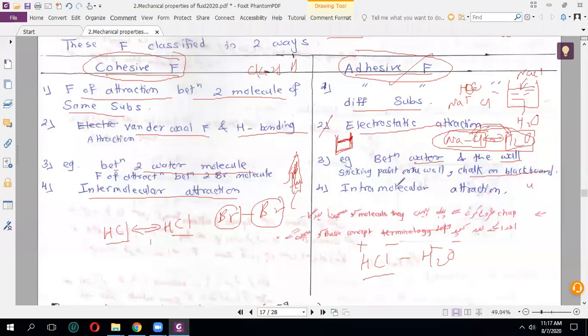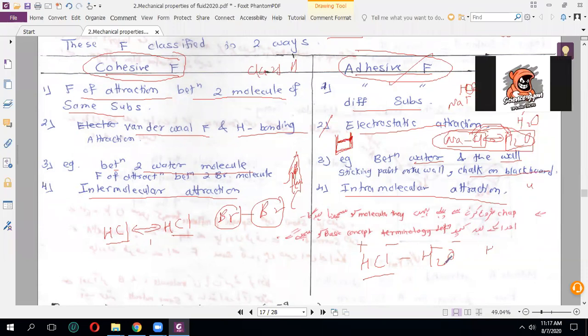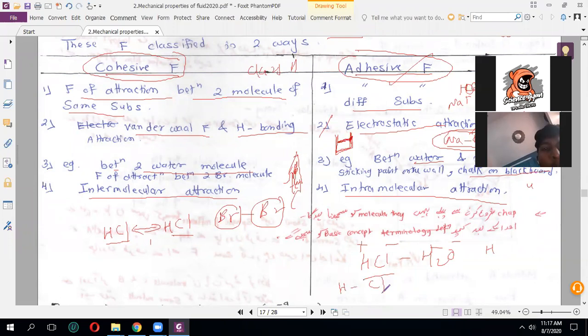Both are different things. This type of force happens in intramolecular attraction. Intra means atom base. Suppose we have H and chlorine. Each atom base attraction is called intramolecular attraction. Understood? Intra.